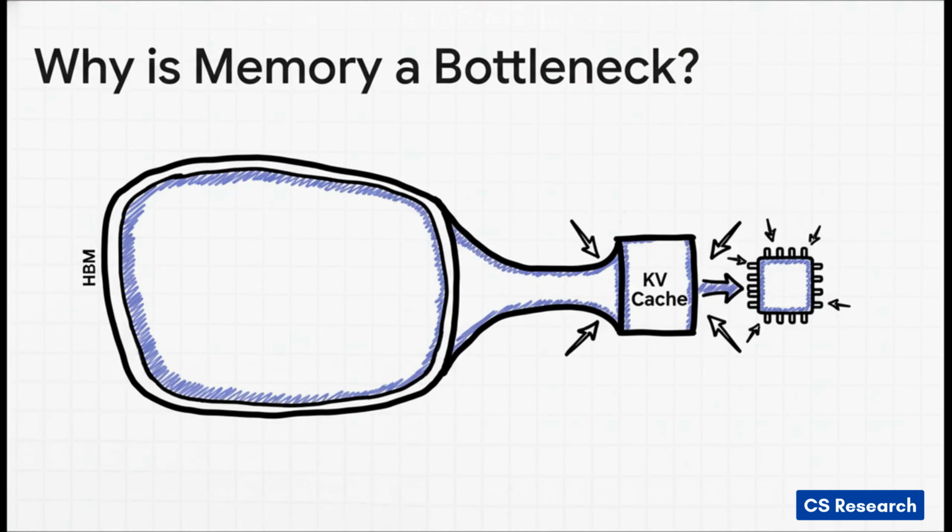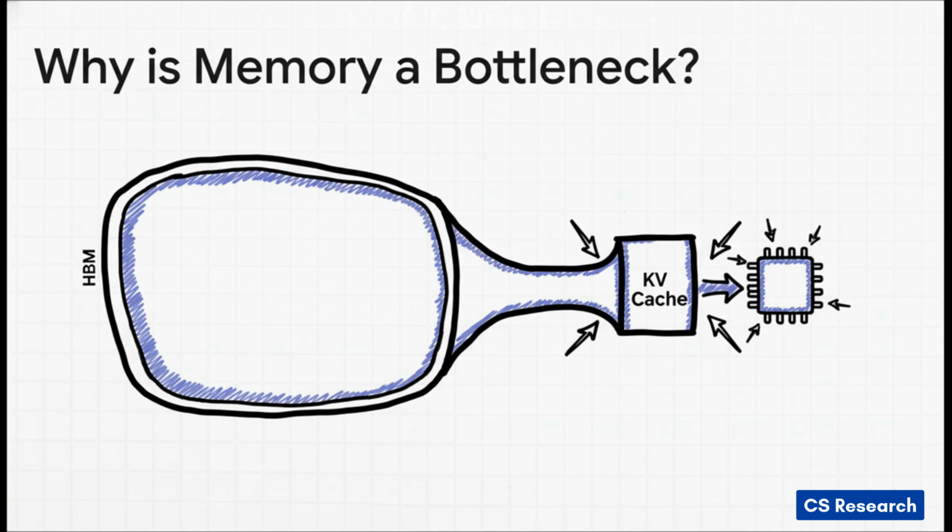So let's break it down. For a large language model to be good, it needs two things: a huge model size and a long context window. But both of those things demand an insane amount of memory. The real slowdown, what we call latency, comes from moving data between the big main memory, that's HBM, and the super-fast memory right on the chip, the SRAM.